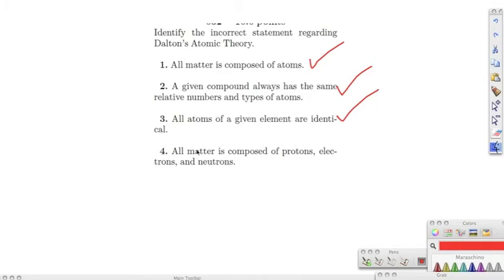And then we see number 4 is that all matter is composed of protons, electrons, and neutrons, and that is not correct. That was not in Dalton's atomic theory. He did not state that there was anything smaller than an atom. He didn't even state anything about protons, electrons, or neutrons.